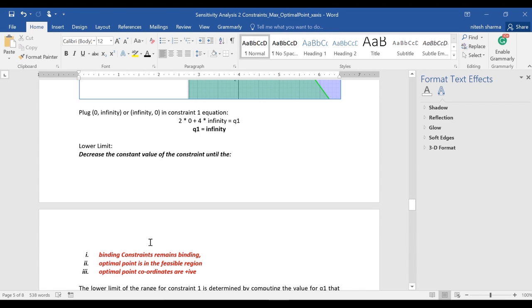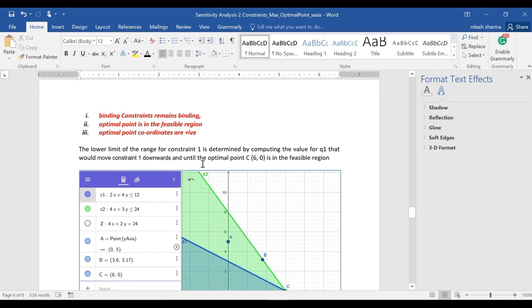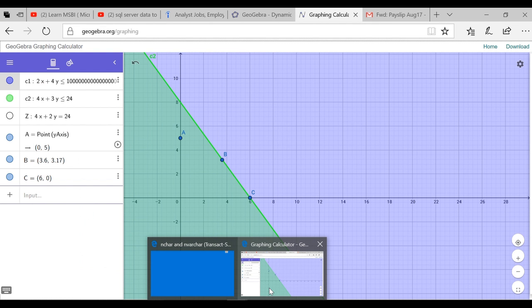Now let's find the lower limit for constraint 1. Again, the conditions remain the same, but the only difference is that I will decrease the constant value of the constraint. So the lower limit of the range for constraint 1 is determined by computing the value of Q1 that would move constraint 1 downwards until the optimal point C (6, 0) is in the feasible region. I don't care about this being positive or this being on the binding constraint, because my constraint 1 is not binding and it won't change the position of C. The only thing that constraint 1 controls is the feasible region. So let me take you to the graph and show you how it is proved.